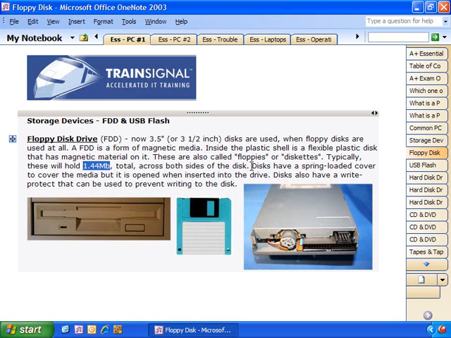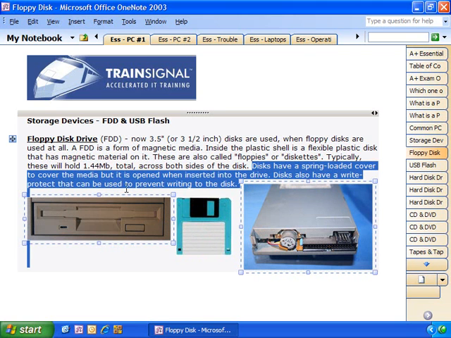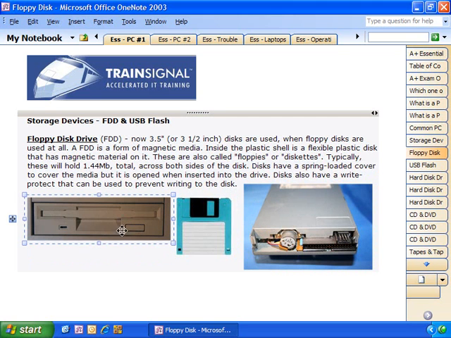Discs have a spring-loaded cover to cover the media, but it's open when it's inserted into the drive. So this little cover right here moves back on a spring when the disk is inserted into the floppy drive here. Discs also have a write protect tab that can be used to prevent writing to the disk. The write protect tab is right here on the corner, that little square. On the back of the disk, you can flip the tab with your finger to prevent people from writing to the disk. So there's the disk right here in the center. Here's the front of a floppy drive.